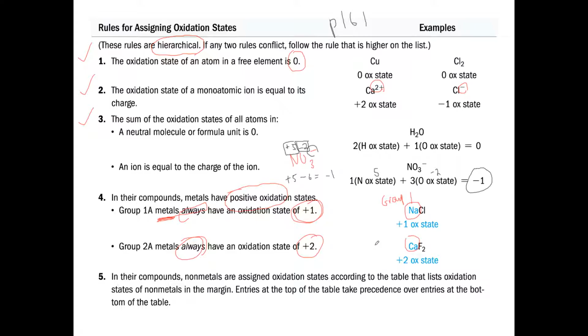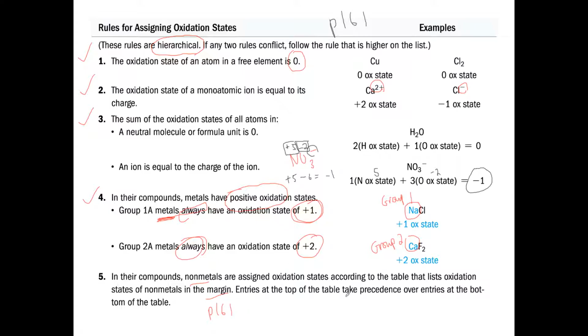Here's calcium, which is in group 2. My handwriting is horrible. So that's rule number 4, and these are just like the charges we were predicting before, so that ought to come relatively easily. Now, number 5 is not so easy. In their compounds, non-metals, this was metals, non-metals are assigned oxidation states according to the table that lists oxidation states of nonmetals in the margin of the book. This is on page 161, which I'll show you in the next slide.